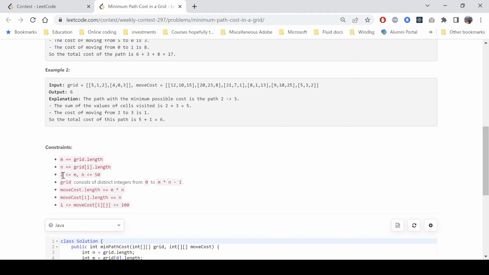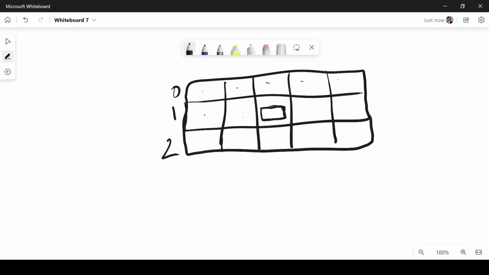Now let's consider we want to compute the cost. So this is the 0th row, this is the 1st row, this is the 2nd row. Now we want to calculate the cost of coming from the 0th row to the 1st row when we come to this particular cell, because we can visit any cell, right? And we need to choose the minimum cost of visiting a particular row. Now what will be the minimum cost? The minimum of the cost of visiting this cell, this cell, this cell, this cell, this cell.